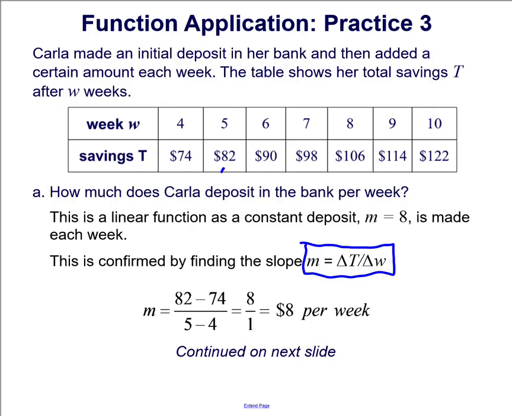So we're taking the difference of 82 minus 74 on the top and 5 minus 4 on the bottom. And we see that we have $8 per week is deposited into the account. This could be found if you take any two numbers in this table and find the difference in t over the difference in w. Now let's move on to the second question.